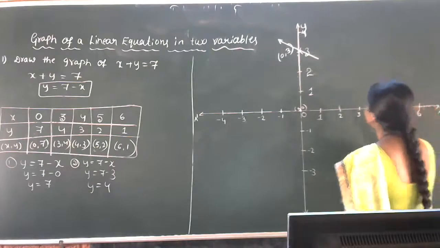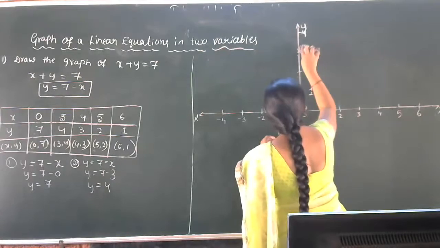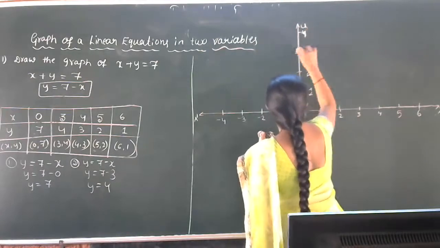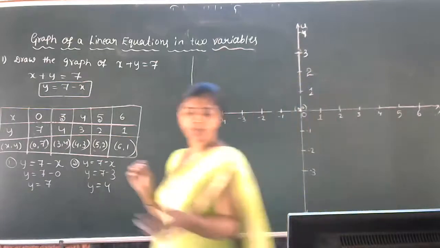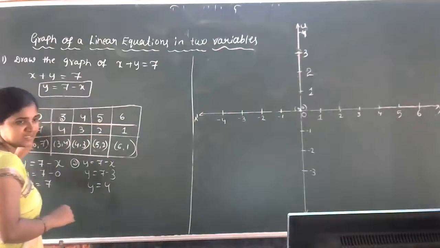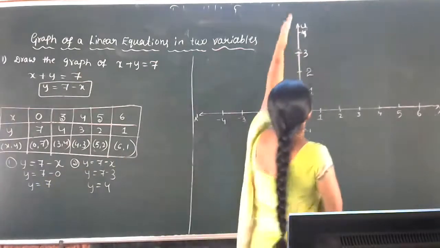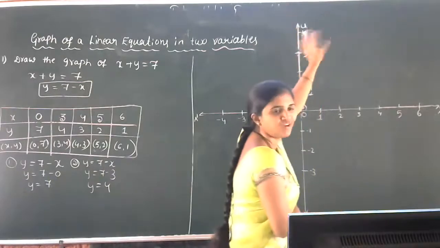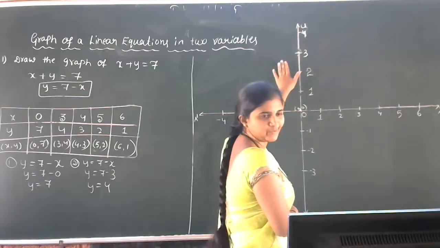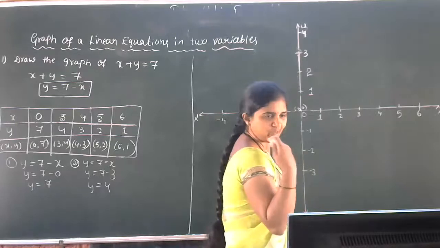It's 6, so next, this one is 3 and this is 4. Okay, now we have to plot the points on the graph paper. See here, first one: 0 comma 7. The first point is (0, 7). I'm going to leave that point; you can plot the 7 comma 0, sorry, not 7 comma 0, 0 comma 7. So now I'm going to leave that point.